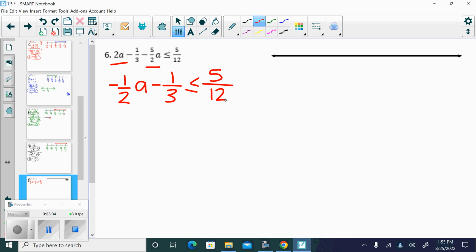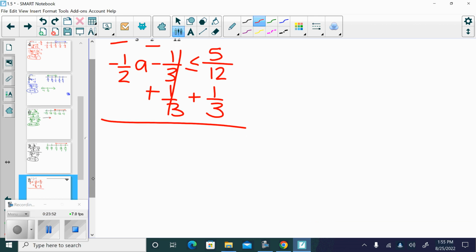All right, from here, how do I get the negative 1/2 A alone? Add the 1/3 to both sides, yes. Once again, just do it in your calculator. 5/12 plus 1/3. Y'all remember that fraction question on the calculator portion of your test? It was one of the multiple choice. It had like 85 over 18. The point of that was to do it in your calculator. 3/4. So negative 1/2 A is less than or equal to 3/4.